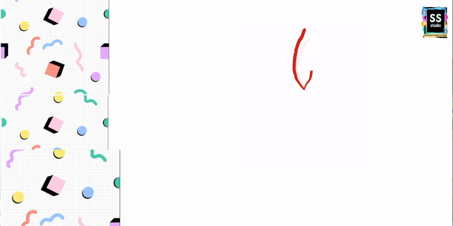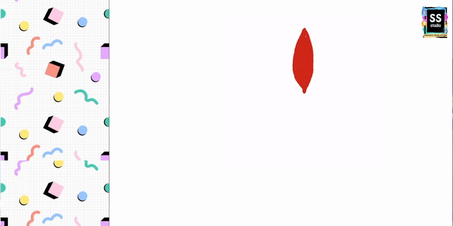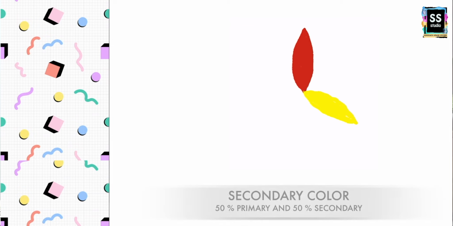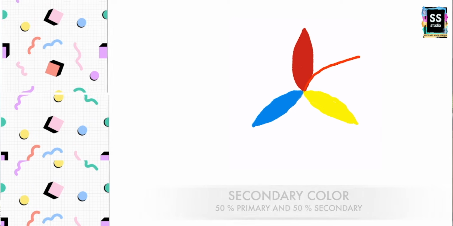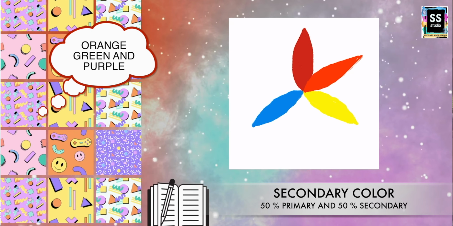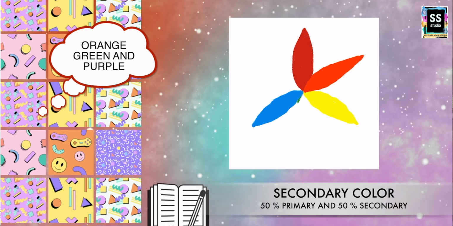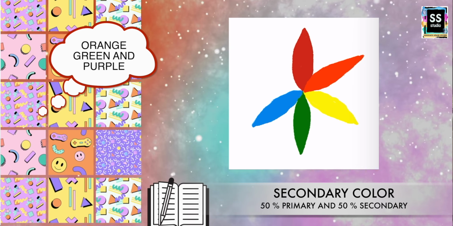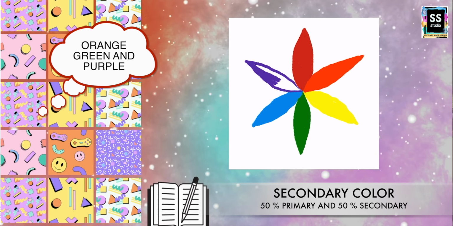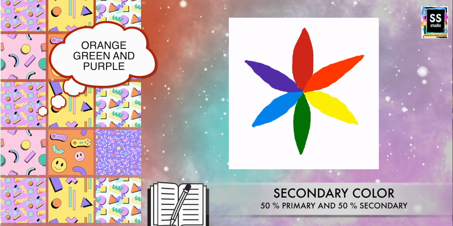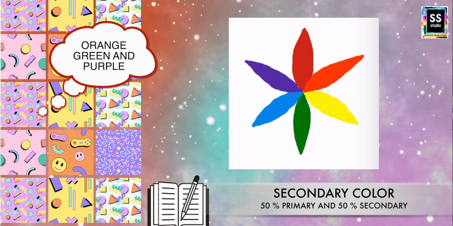When you mix 2 primary colors, the color you achieve is your secondary color. Now let's get back to screen and talk about our secondary colors. When 2 primary colors are mixed in 50% each, they create a secondary color. Like if you are mixing red with yellow, you are going to get orange, and orange is your secondary color. Similarly, if you are mixing yellow with blue, you are going to get green, and if you are mixing blue with red, you are going to get purple. Now this orange, green and purple are called your secondary colors.